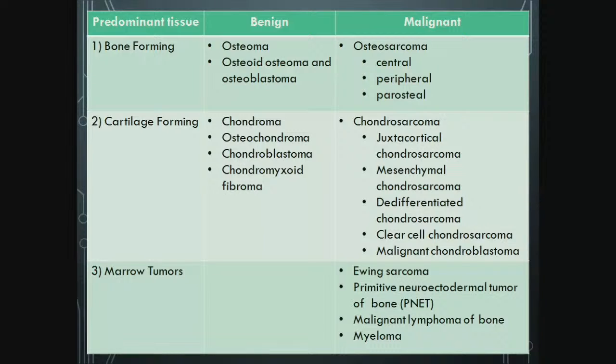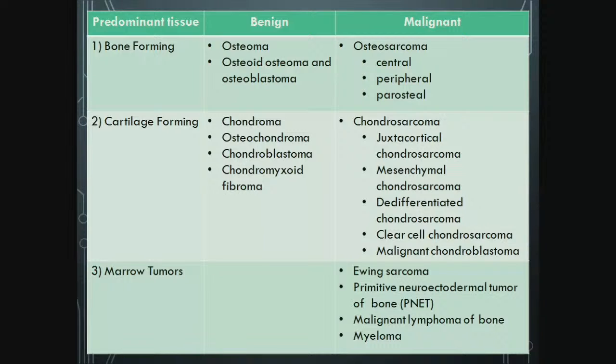We basically divide bone tumors into 7 categories depending upon what type of predominant tissue is present in the cells of the bone tumor. For skeletal tumors, multiple tissues can be formed. So the first one being bone forming tumors. These we again classify into benign and malignant.